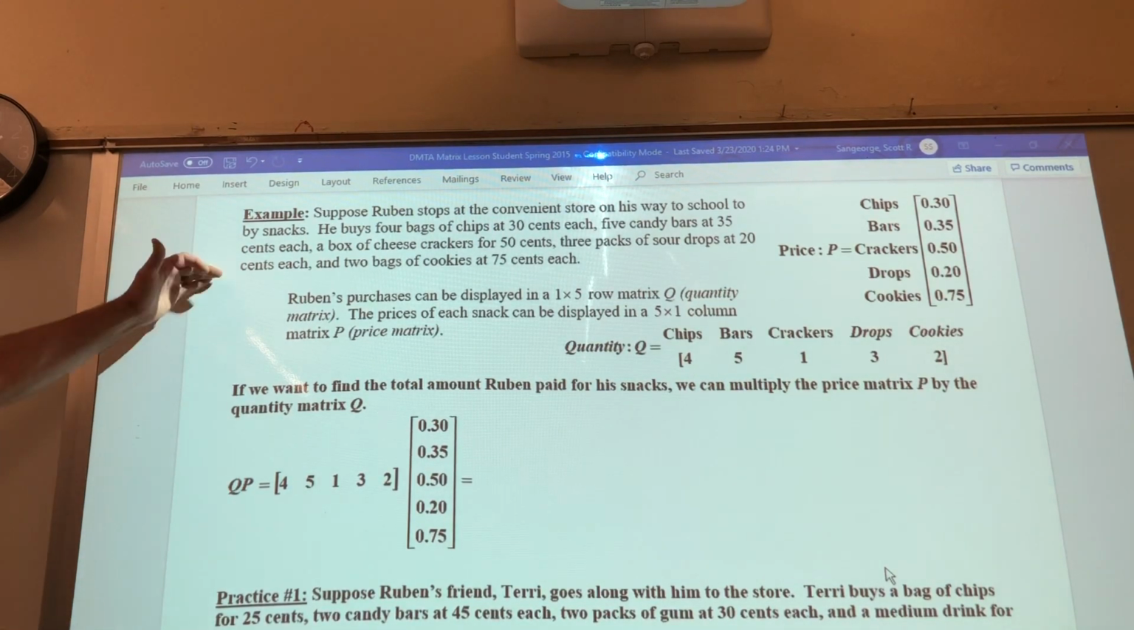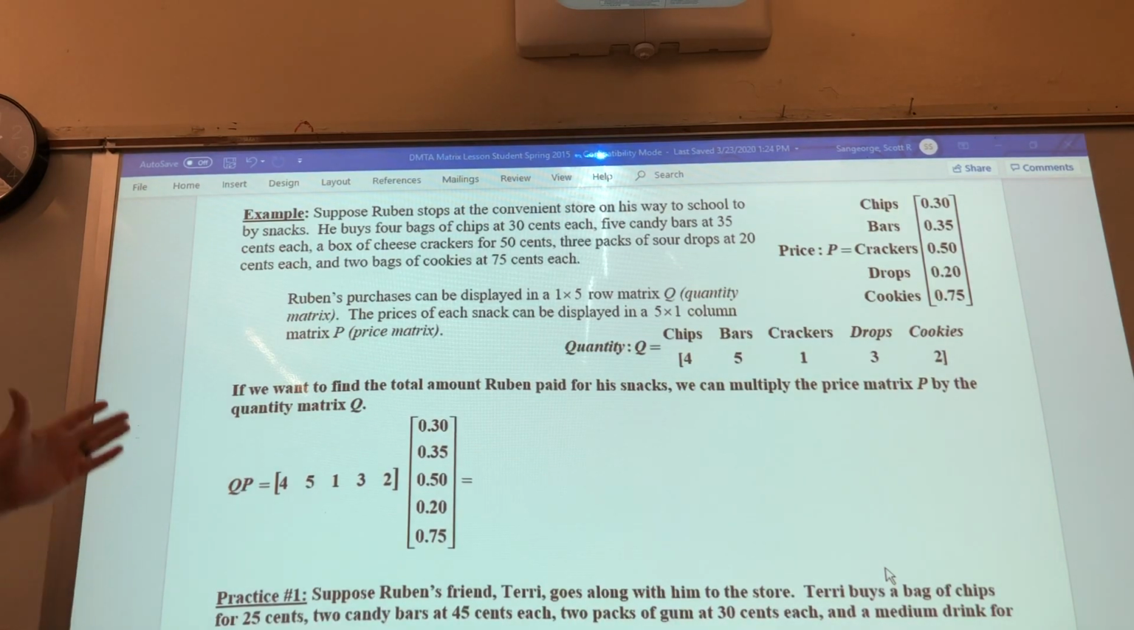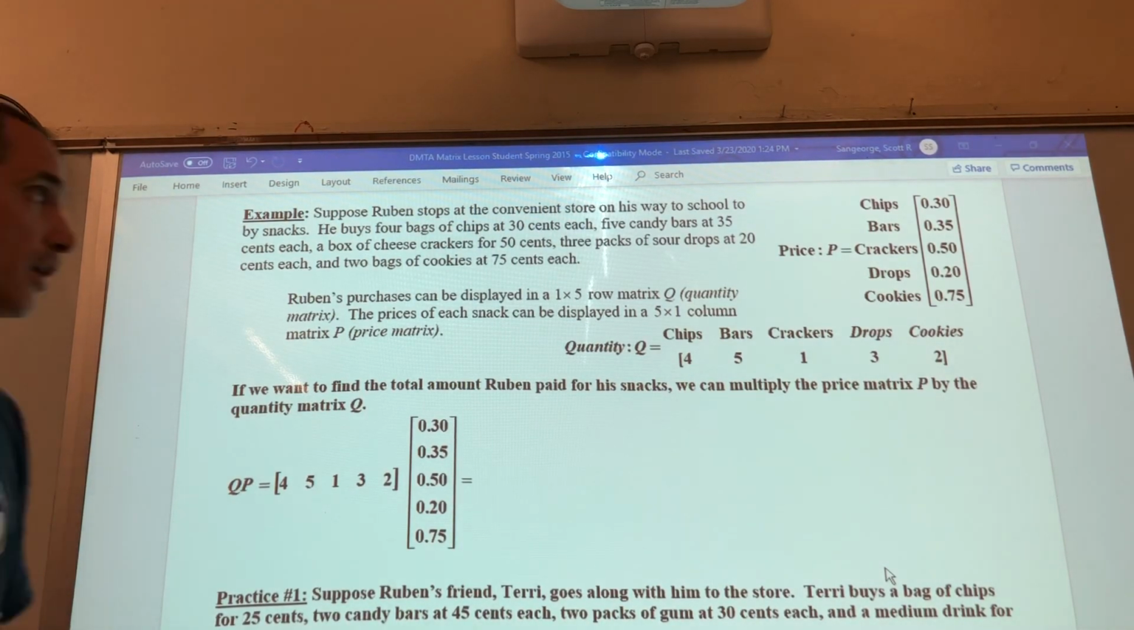We're going to talk here about a guy named Ruben. Ruben stops at the convenience store on his way to school to buy snacks. He buys 4 bags of chips at 30 cents each, 5 candy bars at 35 cents each, a box of cheese crackers for 50 cents, 3 packs of sour drops at 20 cents each, 2 bags of cookies at 75 cents each. So we have 2 different matrices we're working out of here.